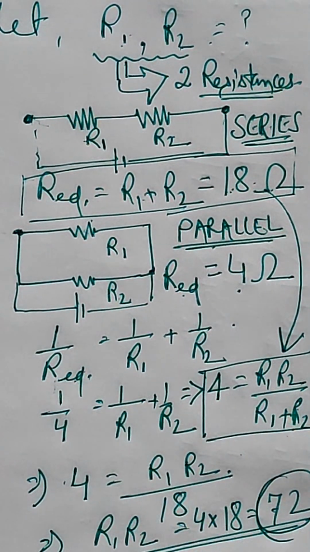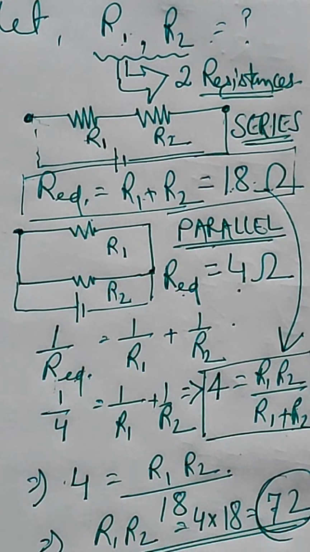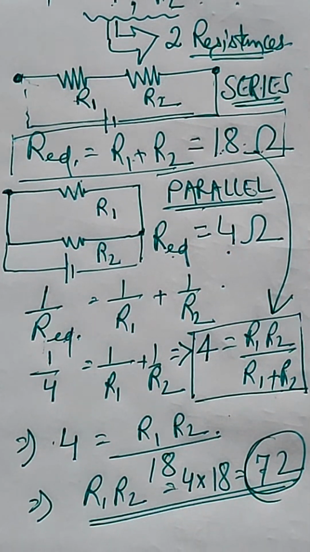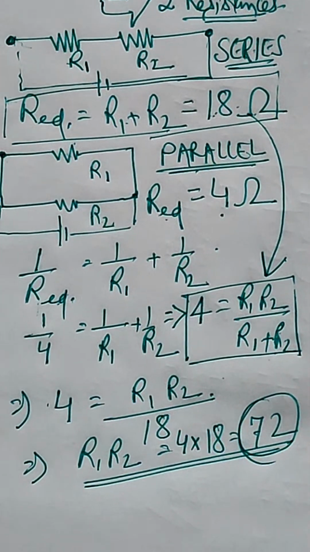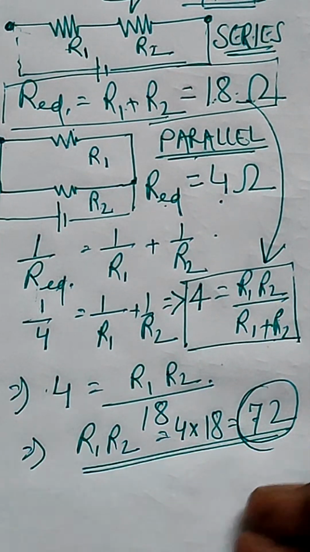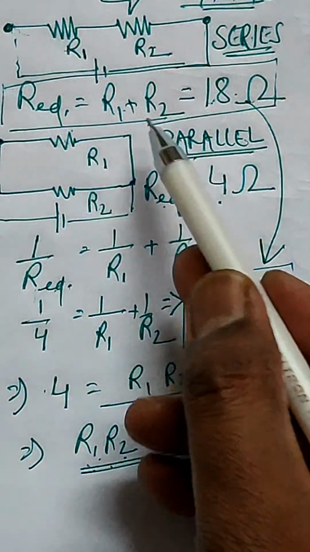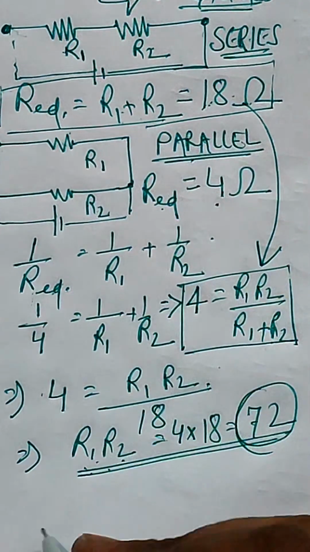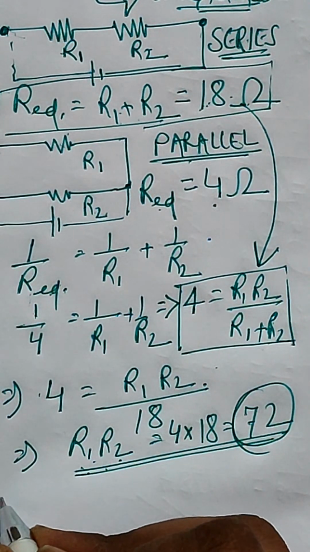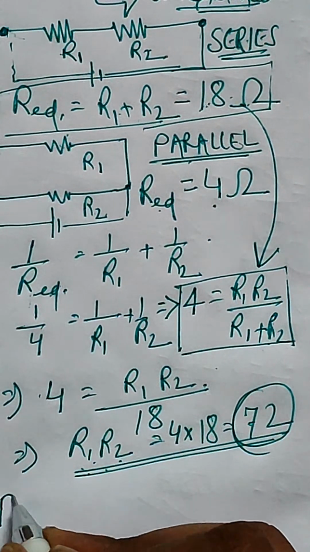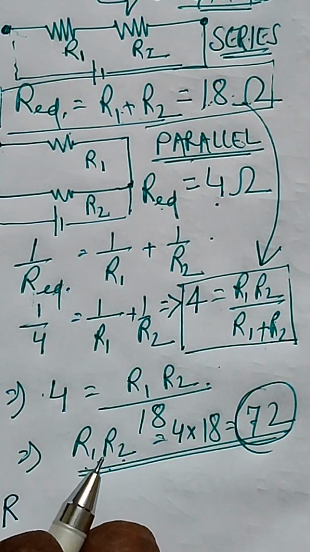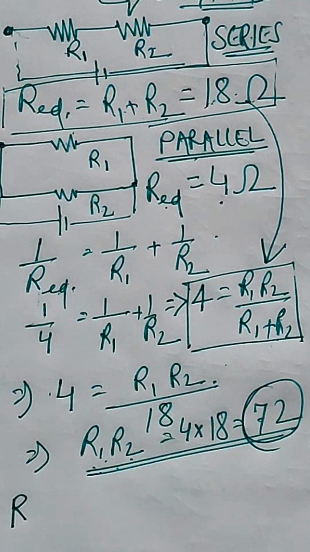So now R1 into R2 is 72. Now to calculate the value of R1 and R2, what will we do next? Since the product is known to you and the sum is known to you, just use the formula of R1 minus R2 whole square. Why are we using it? I am explaining it.